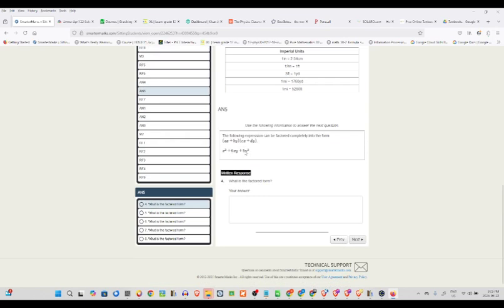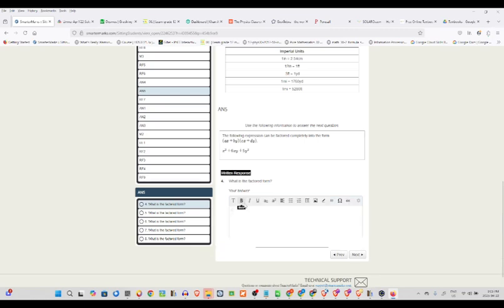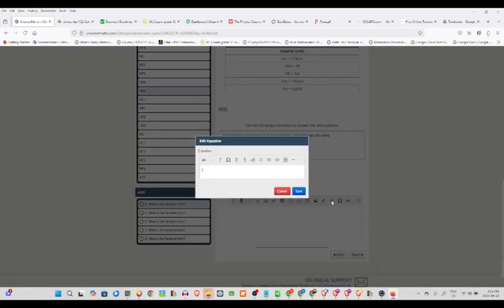So what factors of 5 add up to 6? Well, that's just 5 and 1. So this has to be x plus 1y times x plus 5y.